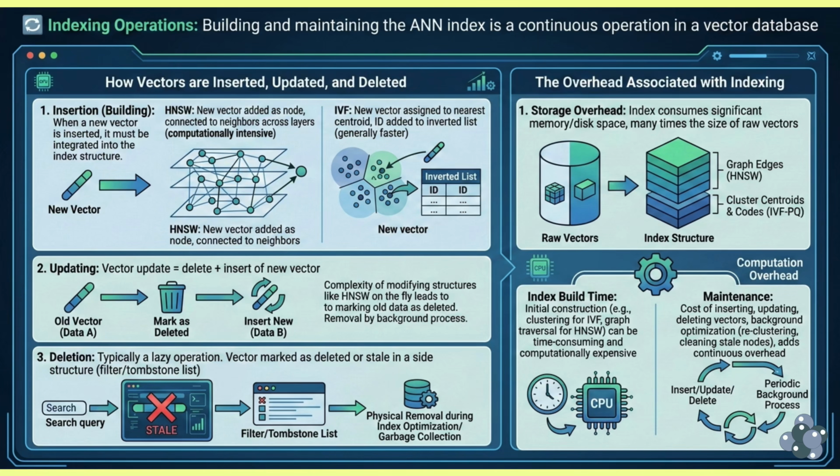The initial construction can be time-consuming and computationally expensive, especially for billions of vectors. The cost of inserting, updating, and deleting vectors, as well as periodic background optimization, adds continuous overhead to the system. This overhead is the price paid for the low latency of ANN search.